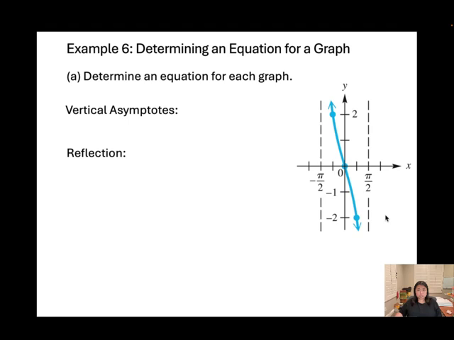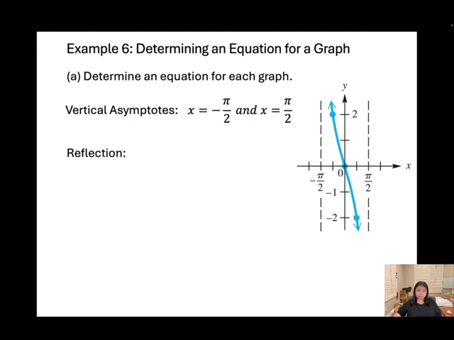Okay, example 6, determine an equation of a graph. This time I give you the picture here, and I want you to figure out what this graph is. So first, the vertical asymptotes. We do have 2 vertical asymptotes, x equal to negative pi over 2 and x equal to pi over 2.